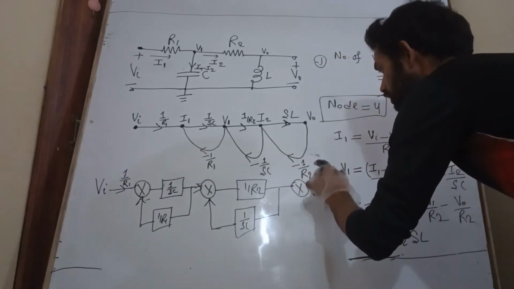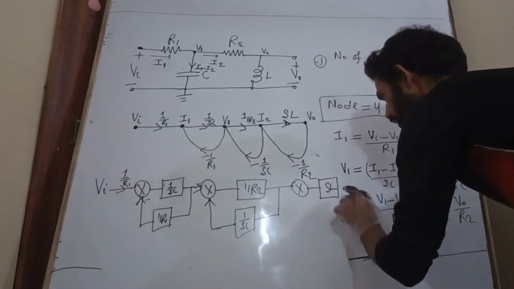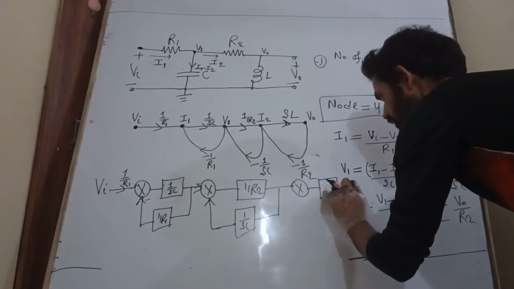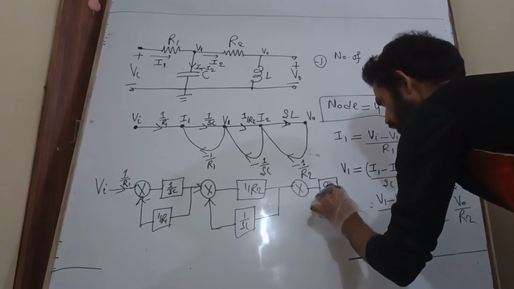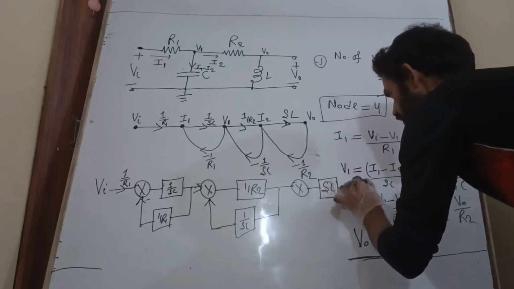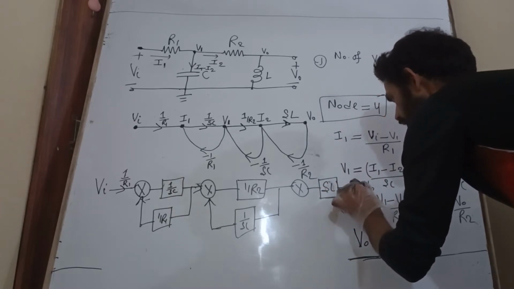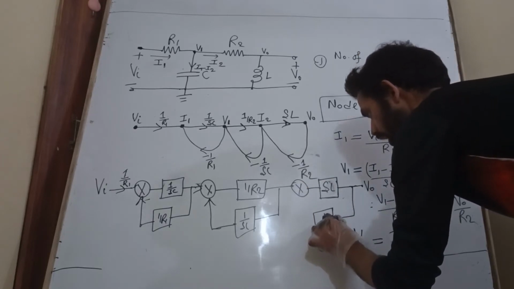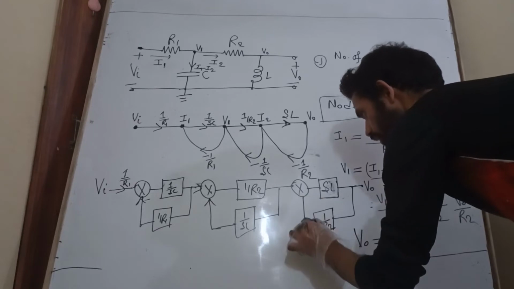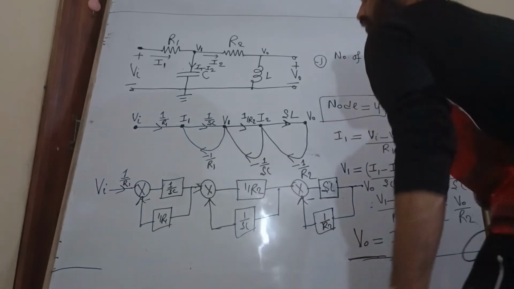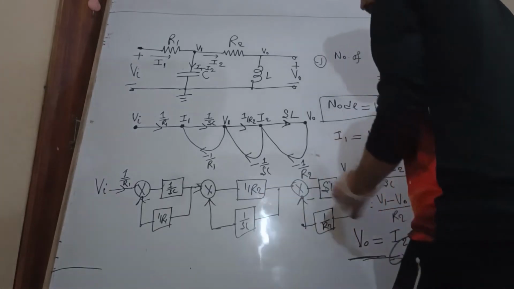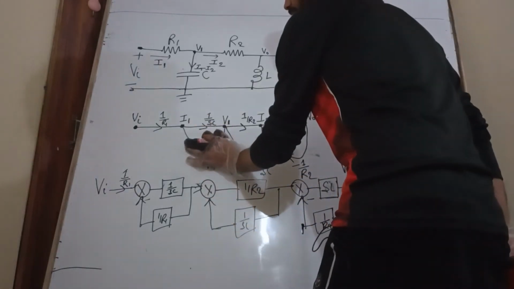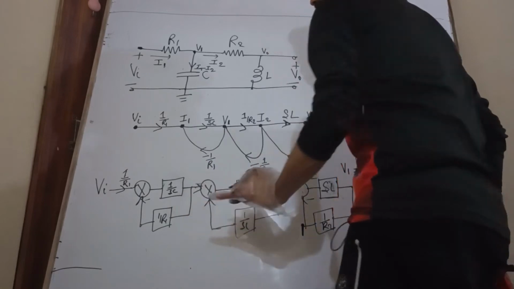Gain is SL. Here, this is my SL of gain. Then after that, this is my V0, and this is the feedback gain of 1 by R2, negative feedback. So this is my block diagram, and this is my V0. This is my signal flow graph, and this is my block diagram.